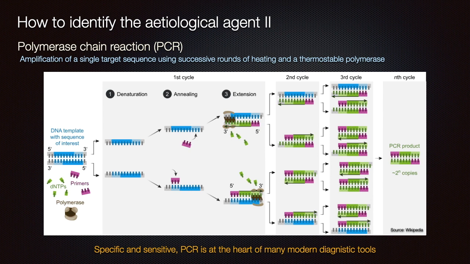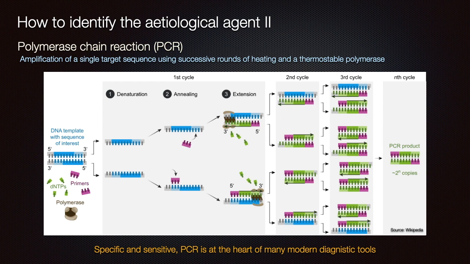This mix is heated up to melt or denature your double-stranded DNA in your sample, and then cooled slightly to allow the primers to anneal to your target or your sample DNA by base pairing. Those primers sit down only where their base pairs match up. Ideally, this is only outside the region of your gene of interest or target of interest.